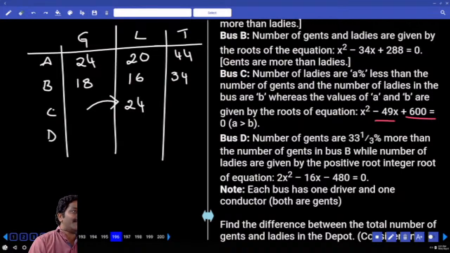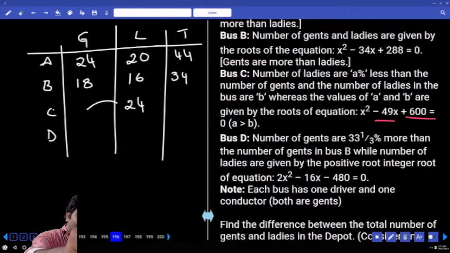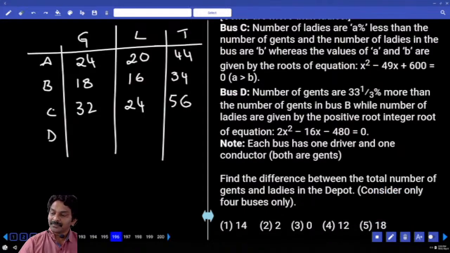A value 25%. So if gents are 100%, ladies are 75% only, they both will be in the ratio 4:3. So 3 parts is 24, 1 part 8, 4 parts 32. So how many gents are there? 32. Total 56. Now D value.